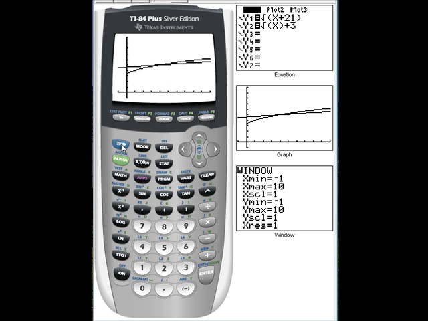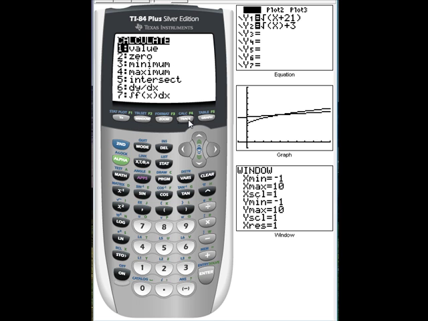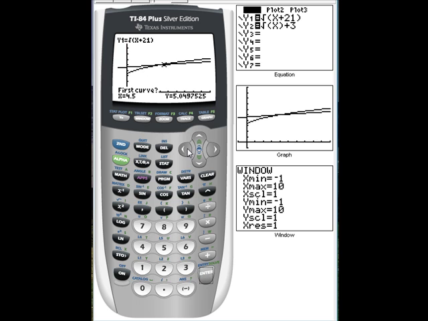So to find it, I do second calc. I go down to number 5, which is intersect. I hit enter. Now it asks me for my first curve, and it usually pops to one of the curves, but I'm just going to over arrow to make sure it's really on one of the curves. You don't have to do it, but I do it just to make sure. Hit enter. Now it definitely goes to the other curve. Enter, and then just enter for your guess. And my intersection point is 4, 5. Now when we did it algebraically, we did figure out that x equals 4. So we must have done it right.